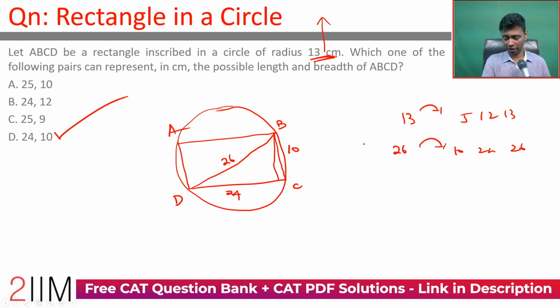The moment you see a 13 or a 26 or a 3, 4, 5 triplet or 8, 15, 17 sitting somewhere there, then your eyes need to go up. You need to be thrilled by seeing that and chase the Pythagorean triplet.